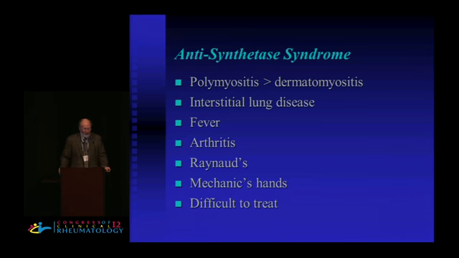So if you have a synthetase, you can have phenotypically either polymyositis or dermatomyositis. And you know about 80 to 85% of these people will also have interstitial lung disease. These are people that may have fever, frank arthritis, not just arthralgias. They will typically have Raynaud's phenomena. They may have mechanic's hands, and they tend to be difficult to treat.